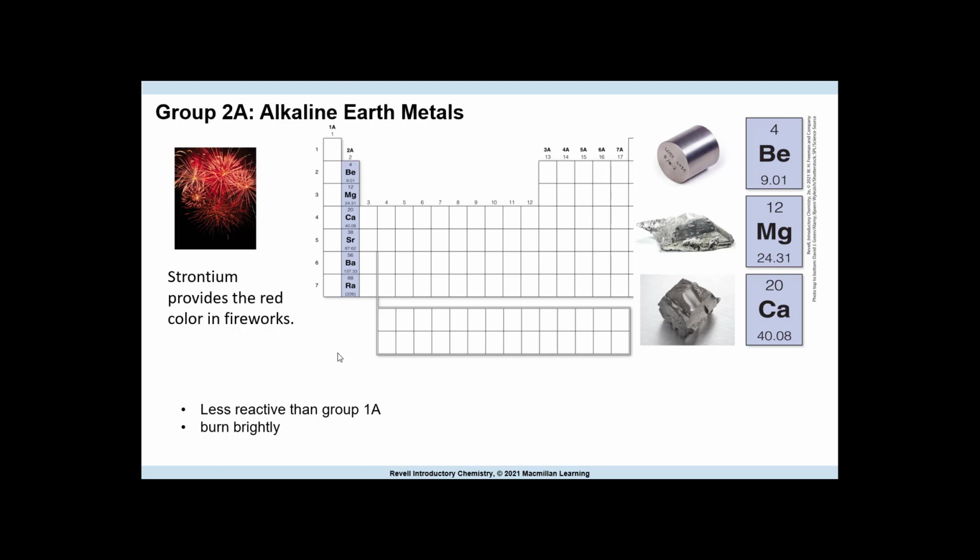So they are right of the alkali metals, and one of them is strontium. There are others that give off red, but they give off a different type of red. This one gives off a deep red, and magnesium gives off a bright white. So bright of a white that you're actually not supposed to look directly at it.